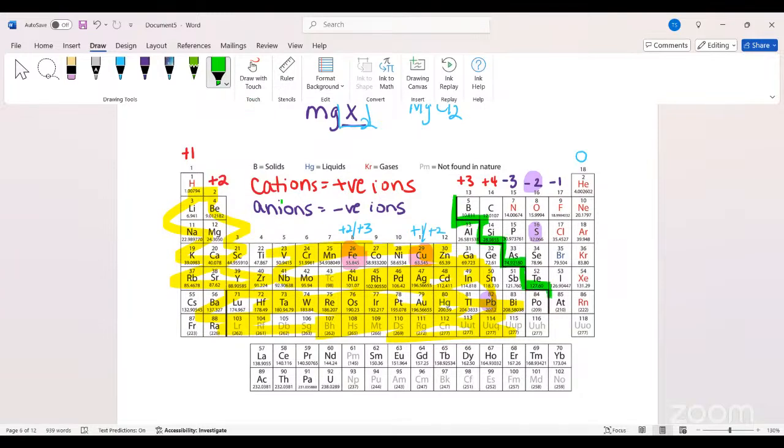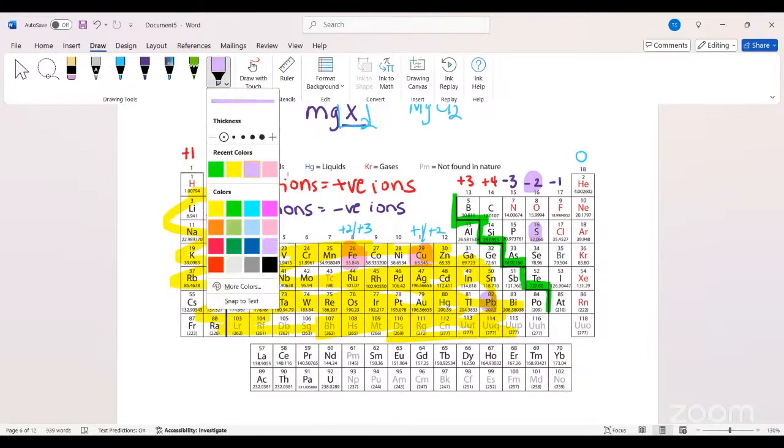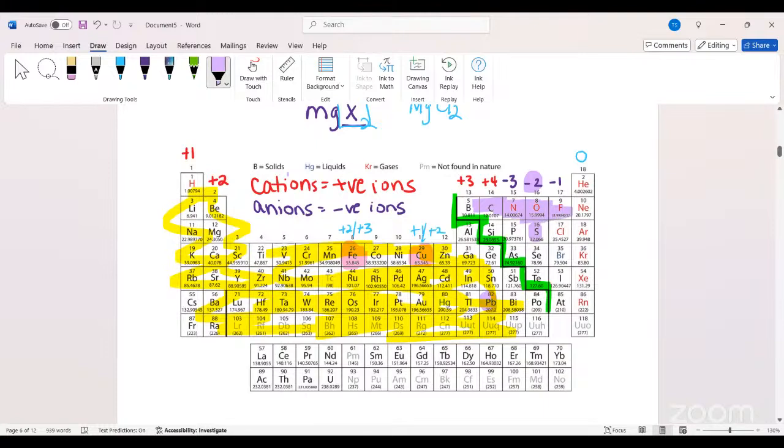That means they go both ways. And then over here in purple, these are your non-metal elements. These are your non-metals. And how you know also is because they are highlighted with the negative charges. Negative charges are non-metals. The red ones are your metals. So that's another way that you can tell.